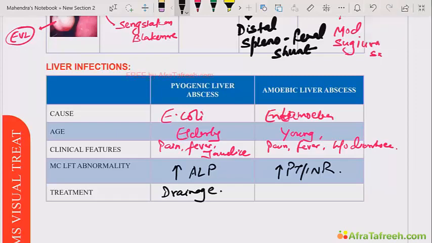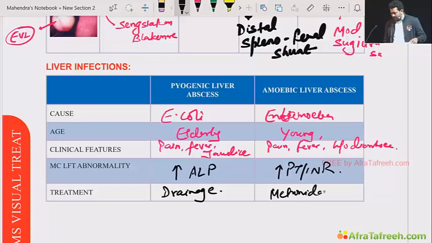Okay, mainly pigtail drainage or the percutaneous, you can do needle aspiration. But for amoebic liver abscess, metronidazole is the drug of choice. In very few cases, you need to do the drainage, like if the abscess is more than 5 centimeters, if it is a left lobe abscess, in case of pregnant females. Okay, so in that case, you need to do drainage. Otherwise, metronidazole is the main treatment, and the dose is 750 milligram 3 times a day for at least 10 to 14 days.